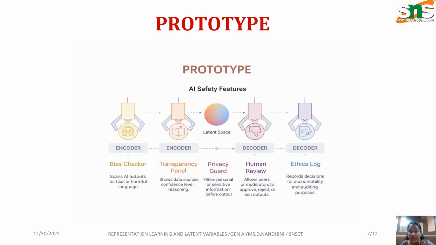In this prototype phase, we develop a representation learning model by feeding raw data into a neural network. The neural network learns a compact representation called a latent representation. This compressed information captures the important characteristics of the data while removing unnecessary details. The learned representation is then used for tasks such as classification, clustering or prediction.